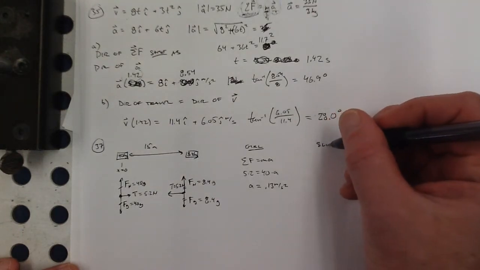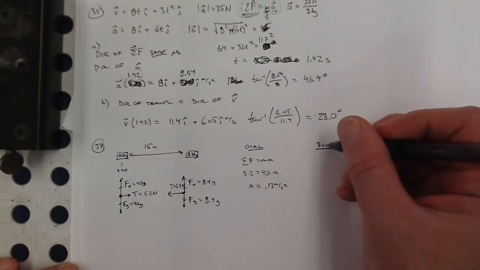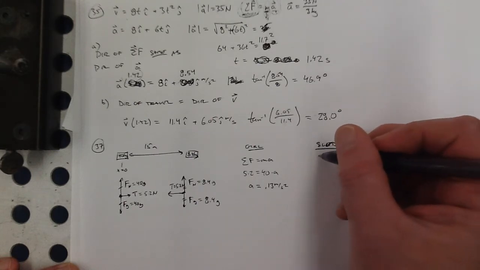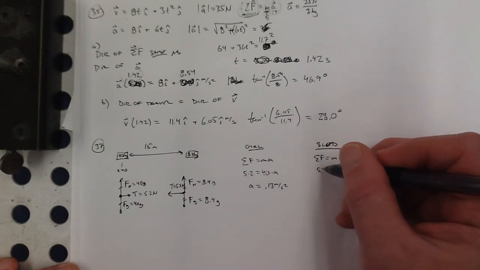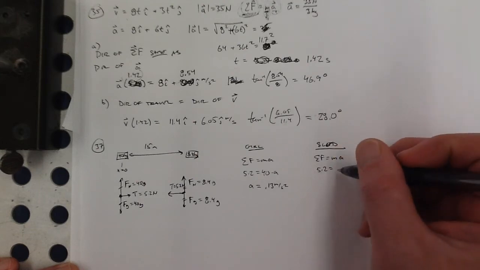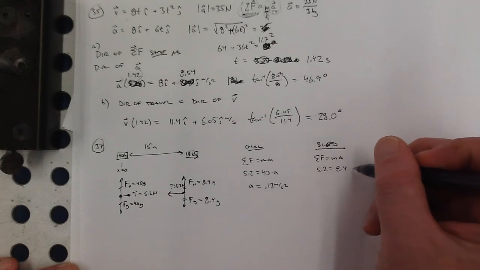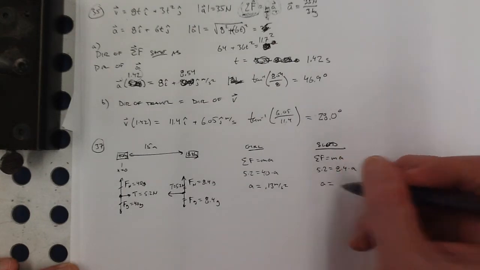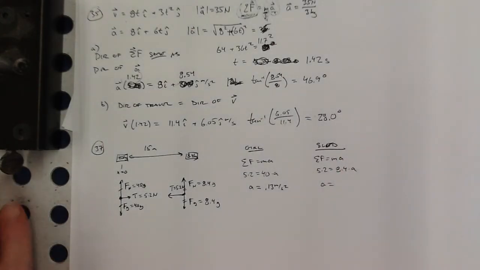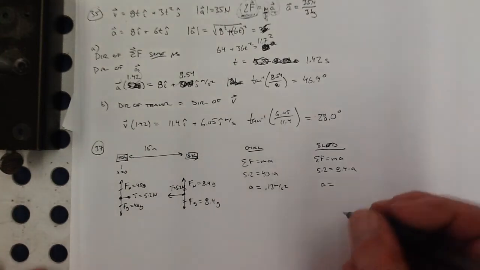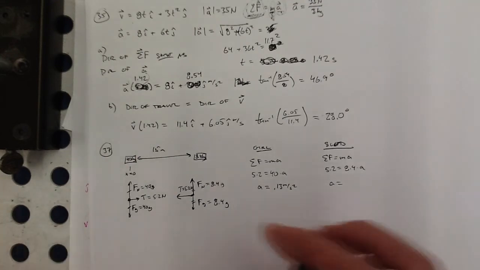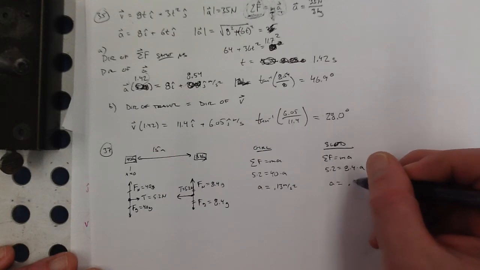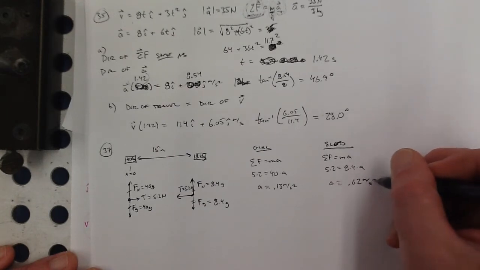The sled: sum of all forces on the sled, also mass times acceleration. It's 5.2, same amount of force, equals 8.4 times its acceleration. I did something wrong there. What did I do? Oh, I see. 5.2 divided by... There we go. That's about 0.62 meters per second squared.